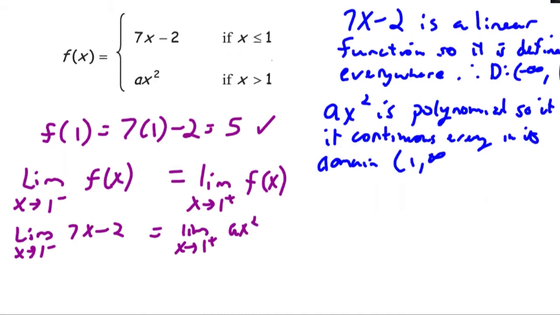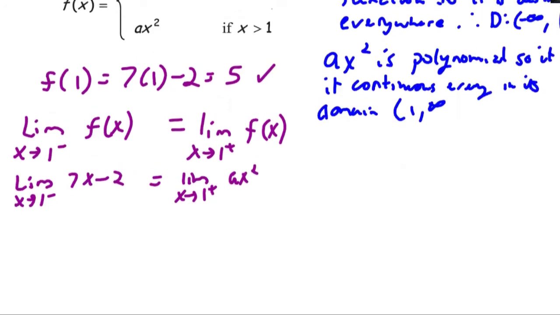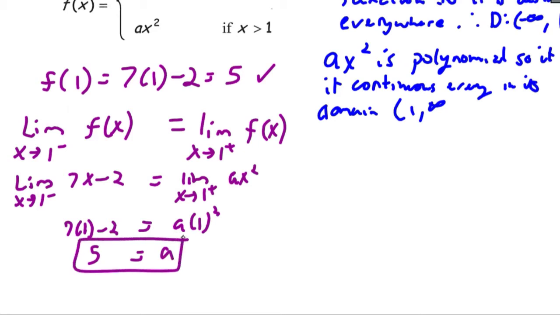And let's do direct substitution to evaluate those limits. That gives me 7 times 1 minus 2, which is 5. And this gives us a times 1 squared, which is a. So for this limit to exist, a must be 5. That statement must be true. The left limit must equal the right limit.